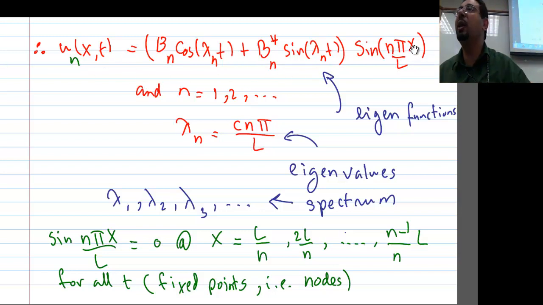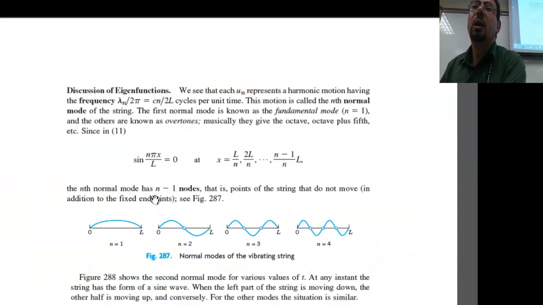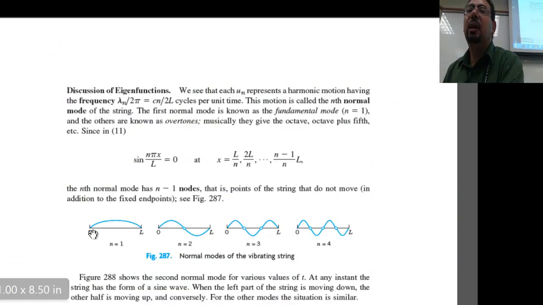And where are those points? When n pi x over L gives you a 0, or makes the sine 0, right? So when this sine is 0, that will happen at x equal L over n, or 2L over n, or n minus 1 over n, those will basically be the nodes. Depending on how many n you have, and those n will come from the initial conditions, you could end up with one node, multiple nodes, alright? So that's basically this shape.